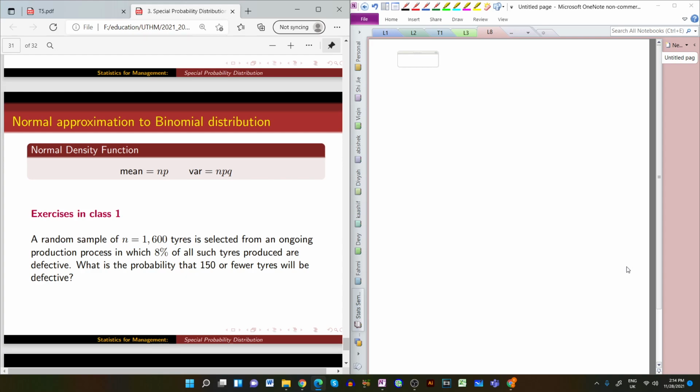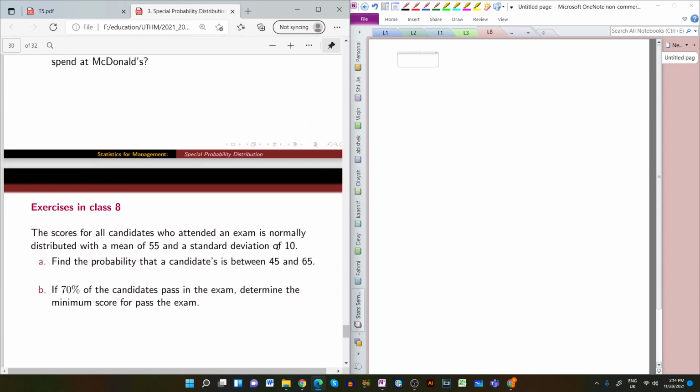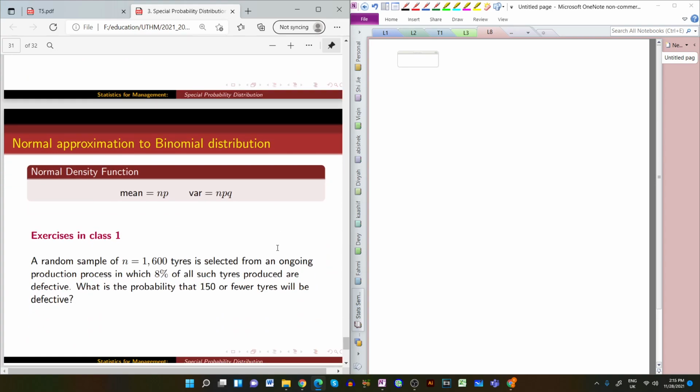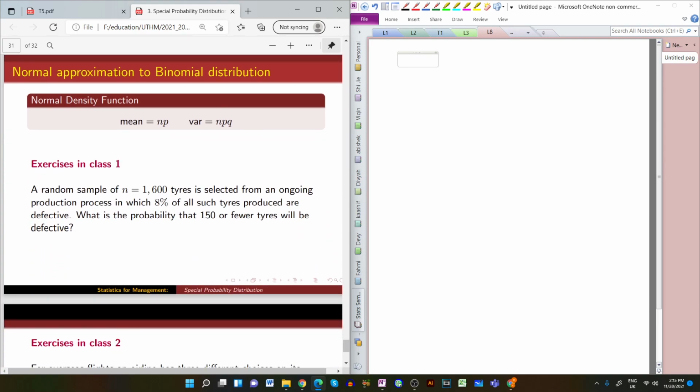So last class we stopped here. Exercise in class 1. We are still in chapter 3, and today we will try to finish this one. Okay. Normal approximation to binomial distribution.